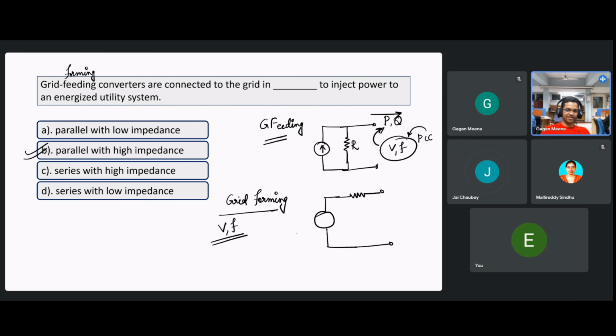Now another thing is whether this should be voltage or current, and the second question is whether this R should be low or high. These are the two questions. It should be low because it is a series. Definitely it should be low. What about voltage or current? The voltage source. Correct. So this is a voltage source in series with low resistance. So voltage in series with the low impedance. This is correct.